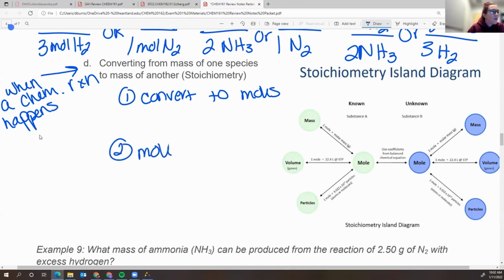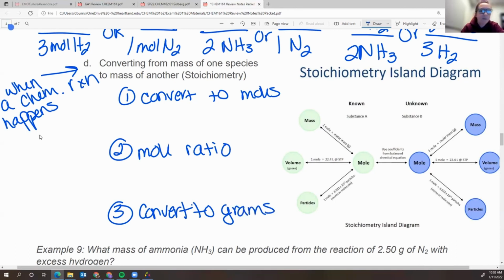Then you need to use a mole ratio, which is what we were just talking about before. Pull that from your balanced chemical equation. And finally, convert back to grams. Usually I'm going to ask for grams. I could ask for volume of gas at STP, where you could use the 22.4, or particles. Read the question carefully. What do I want? But these are essentially the 3 steps to a stoichiometry problem: convert to moles, mole ratio, convert back to grams.